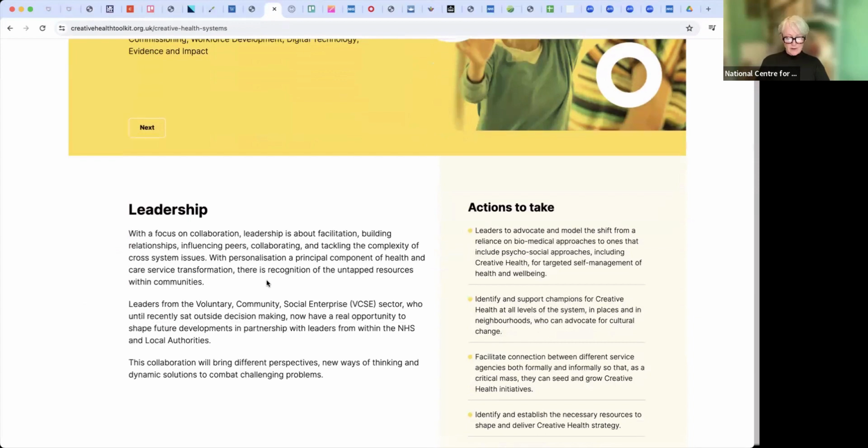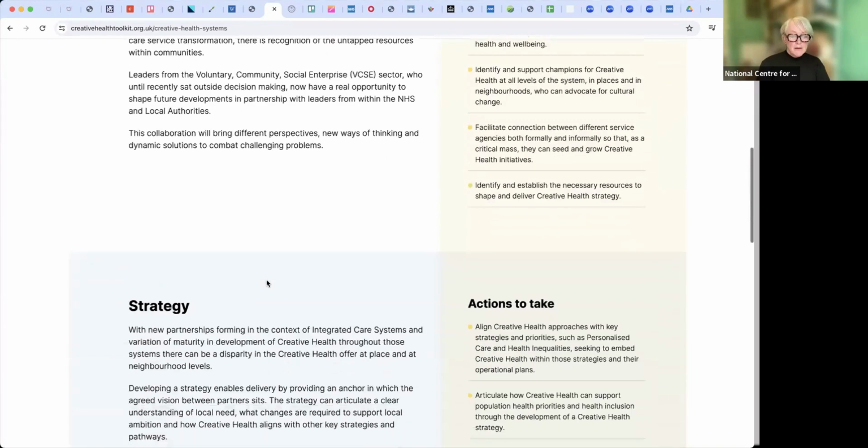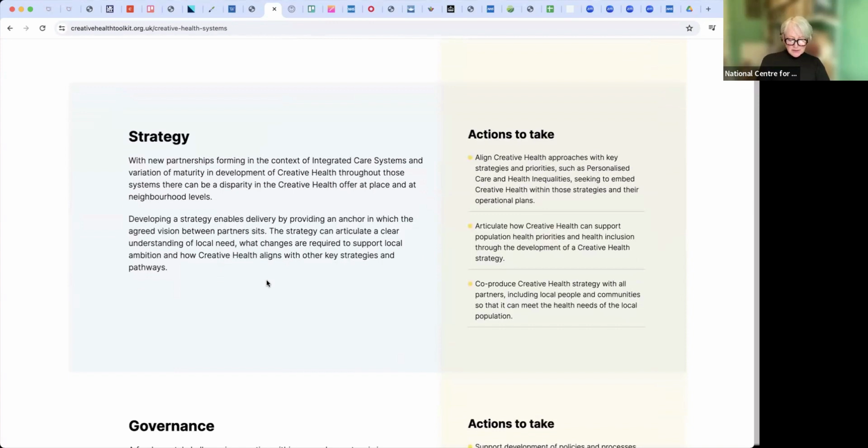Leadership focuses on collaborative approaches and distributed leadership, including supporting leaders in the voluntary community sector. Actions to take include advocating and modelling the shift from a reliance on biomedical approaches to ones that include psychosocial approaches, supporting champions for creative health at all levels of the system, and establishing the necessary resources to shape and deliver creative health strategy.